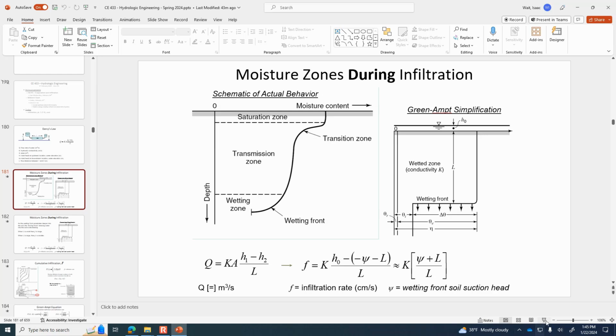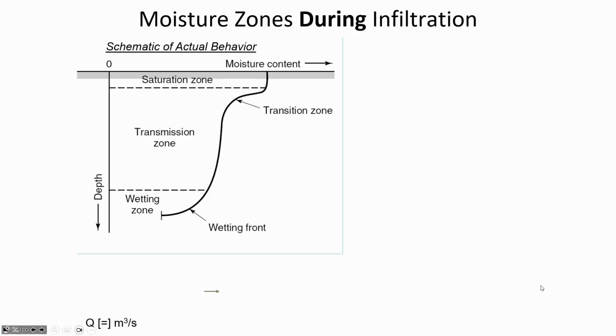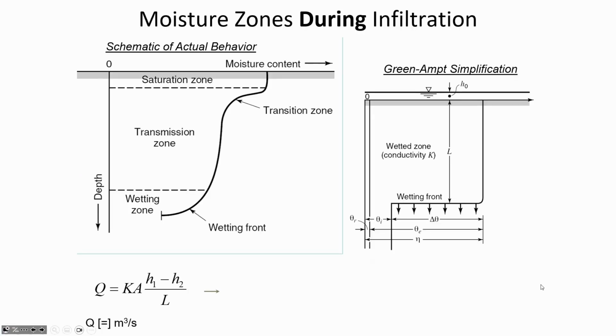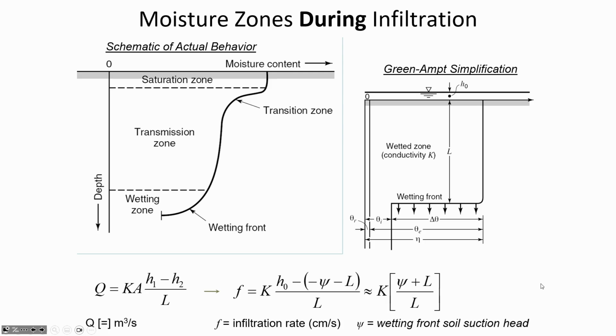The driving force is the difference between the dry soil wetting front soil suction head, and when it's saturated, it's just gravitational effects that are driving the water down. So the Green-Ampt simplification is a way of predicting the infiltration rate.